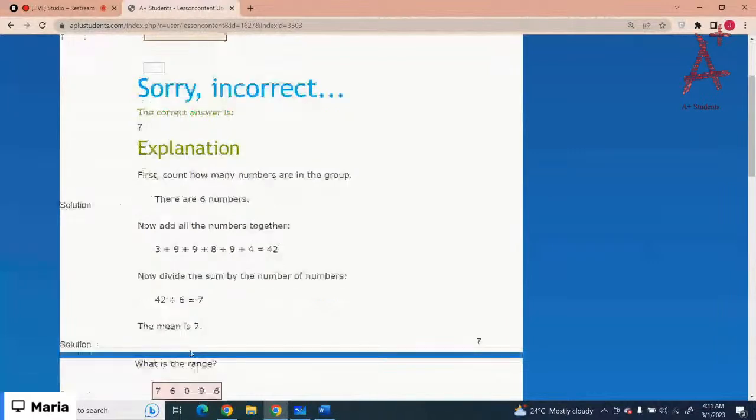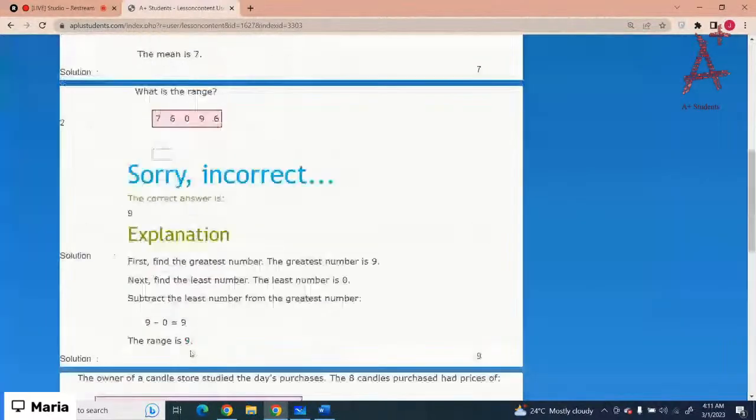Let's look at another example. What is the range of the data? For the range, you look for the smallest number in the data, the least number, and the greatest number. The least number here is 0 and the greatest is 9. You subtract the least from the greatest: 9 take away 0 is 9. That means the range of the data is 9.